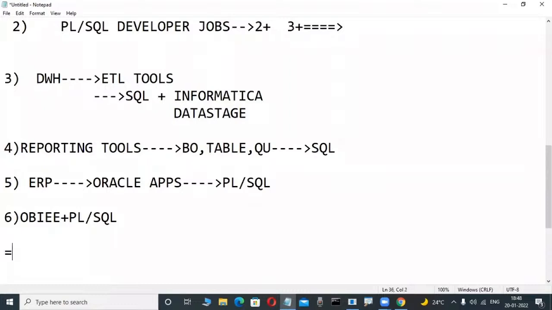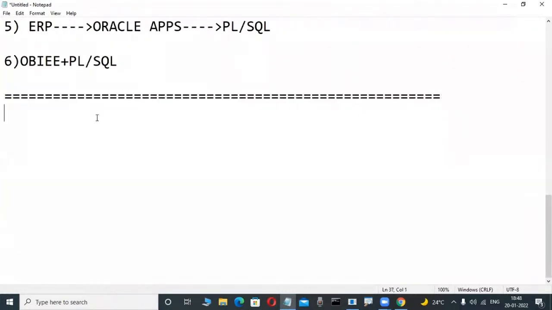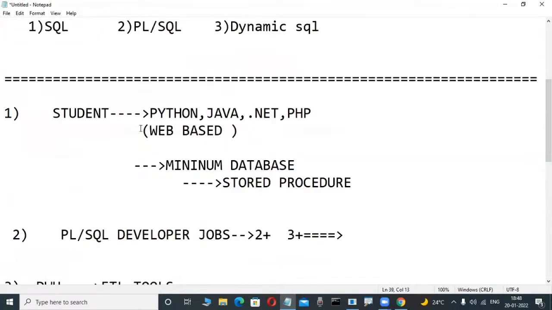Suppose you are not interested in the programming side. You want the administration side, you want those jobs. In that case, DBA courses are there: Oracle DBA, SQL Server DBA, MySQL DBA, database administration courses. These persons also need minimum knowledge before learning those courses. Minimum SQL knowledge is required, so they also learn these courses.